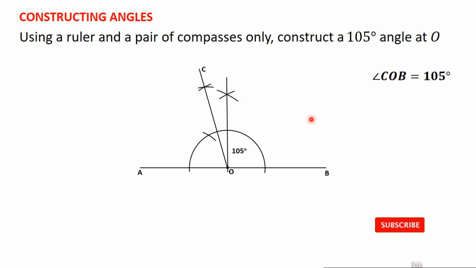So far, we have learned how to construct some angles using a ruler and a pair of compasses only. In the next video, we are going to learn how to construct a triangle using a ruler and a pair of compasses only. Bye-bye.